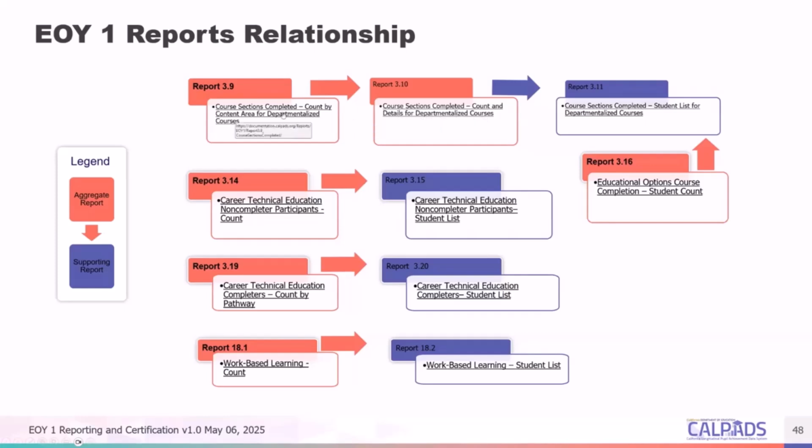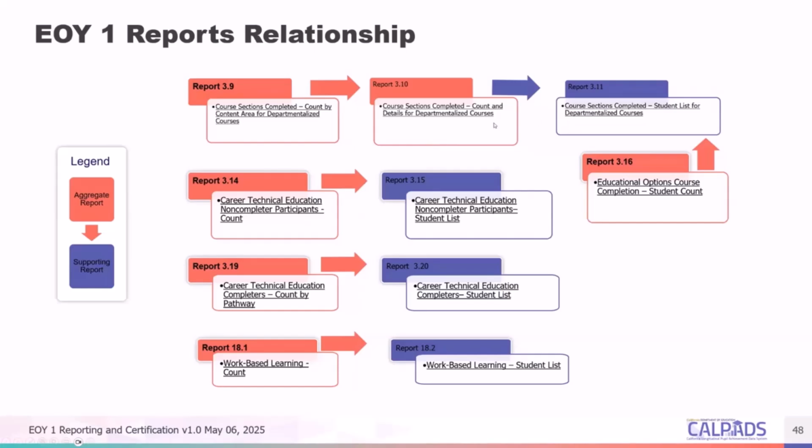So 3.9 is a simple count. This is a count and provides details about the course information. And then to see the students who completed these departmentalized courses, you would drill down into a supporting report, course sections completed, student list for departmentalized courses. And so that's generally the breakdown.